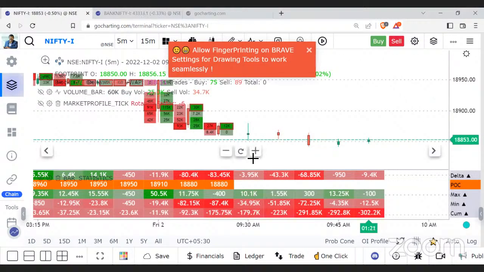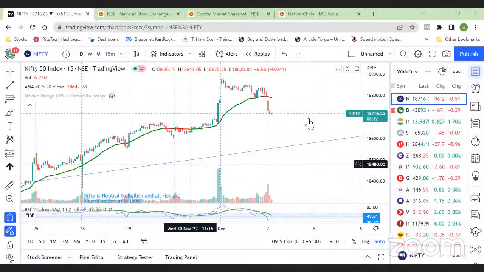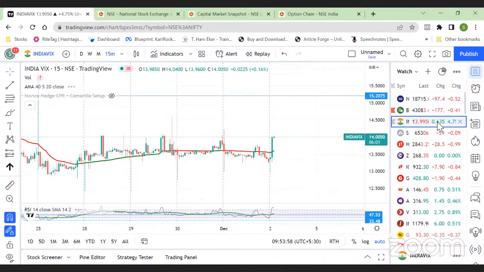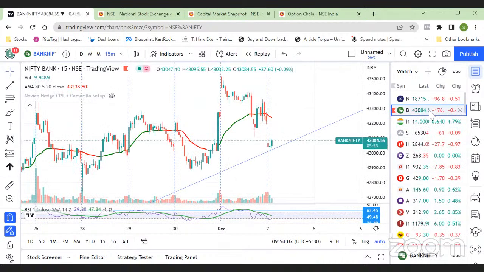No big volumes anywhere. So I don't think any major movement is going to come today until any of these levels are breached. If this sustains like this, then you can hold on to the positions. See, VIX continues to keep moving higher and higher. And if it is sustaining this 4%, 5% and all, then definitely expect some big fireworks later.